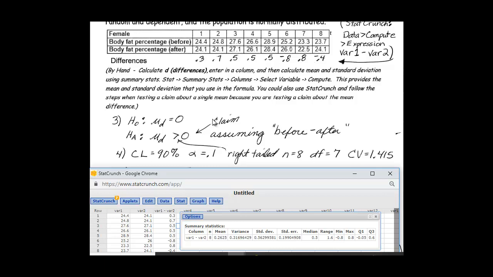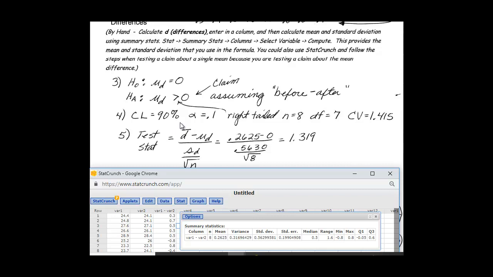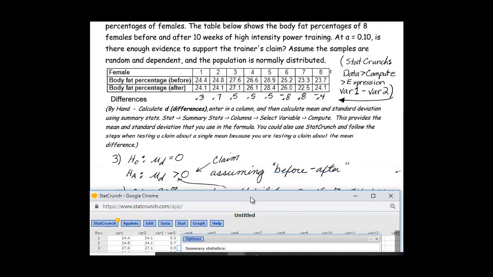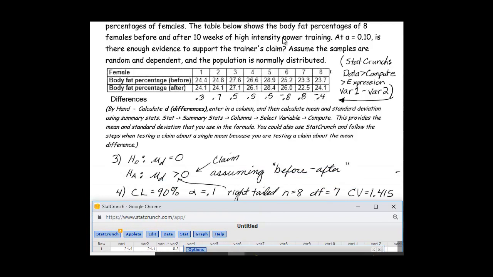So going into our fourth step, our confidence level is 90%, and I know I'm running out of space here, and I'm getting that 90% from the alpha of 10%, which we've listed here. We know that this is a right-tailed test because we're thinking the difference between the before and after is going to be greater, that it was more before than it was after. Our degrees of freedom is 1 less than our sample size, so our degrees of freedom is 7.